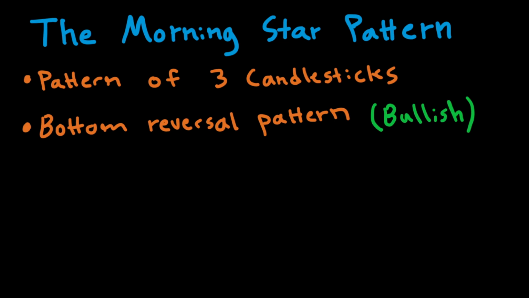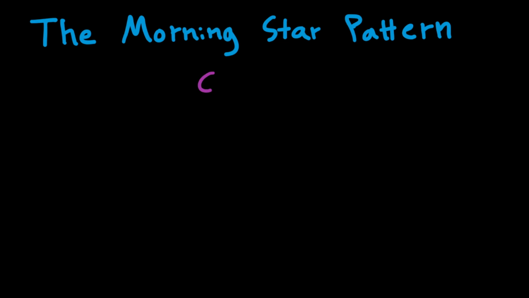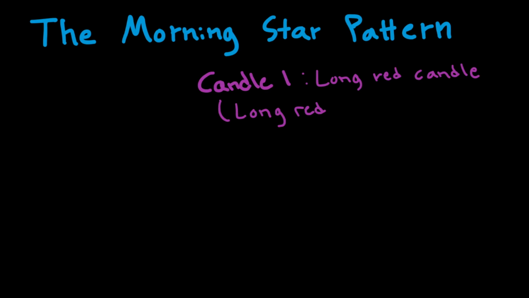And now let's take a look at the 3 candles that make up the pattern. So candle 1 is a long red candle, or to be more precise, it is a long red real body. And by the way, if you are unfamiliar with any terms I'm using here, I actually have a video about the basic candlestick pattern terminology, and I can link it up in the corner in the i. So if you're unfamiliar with any terms, I recommend watching that video before continuing with this one.